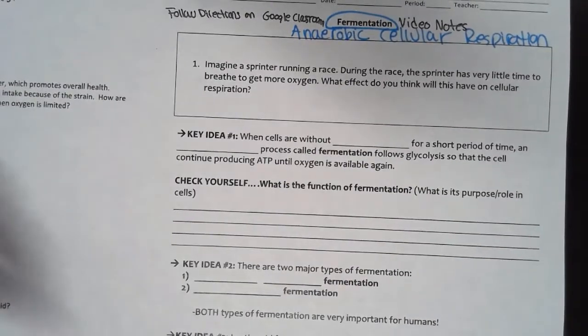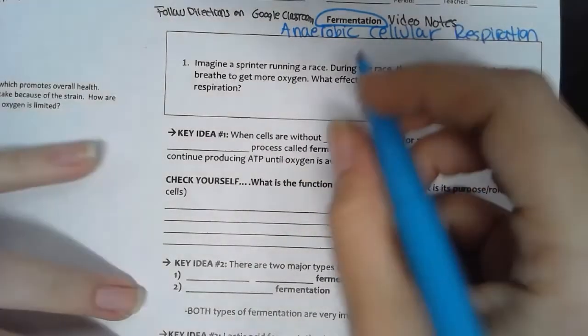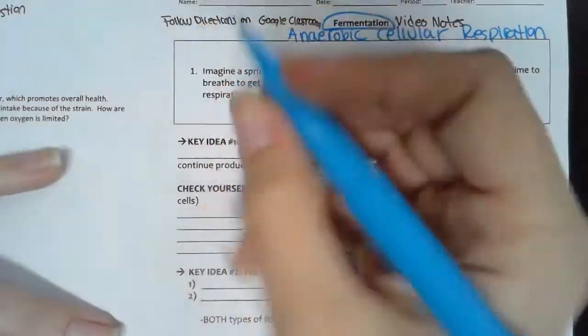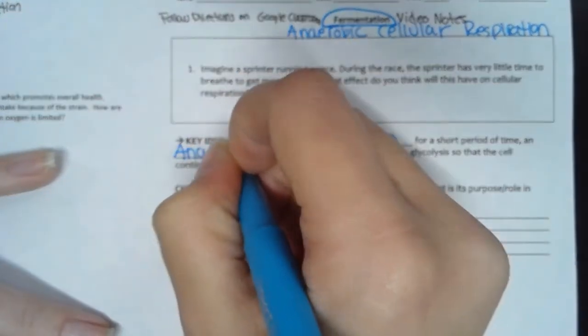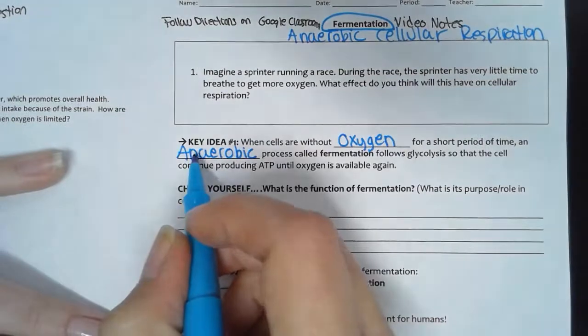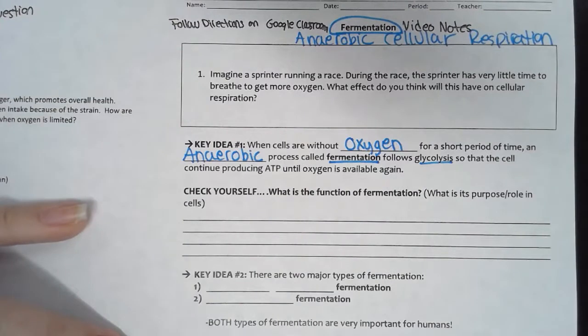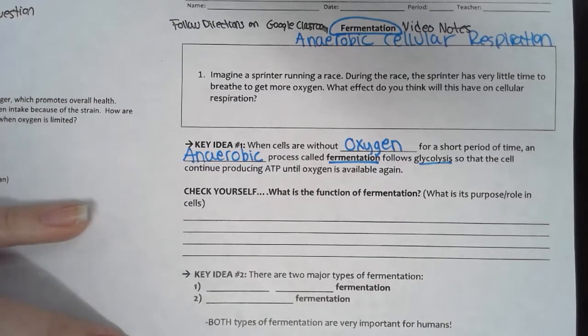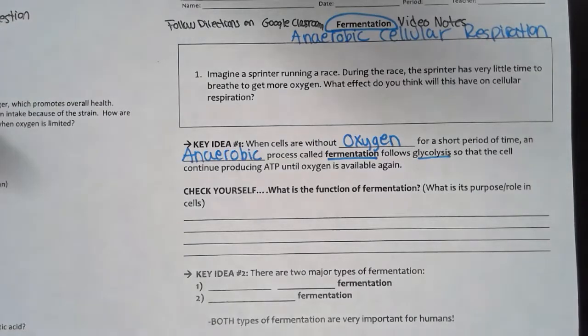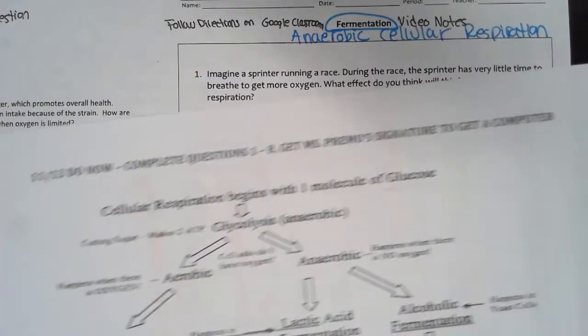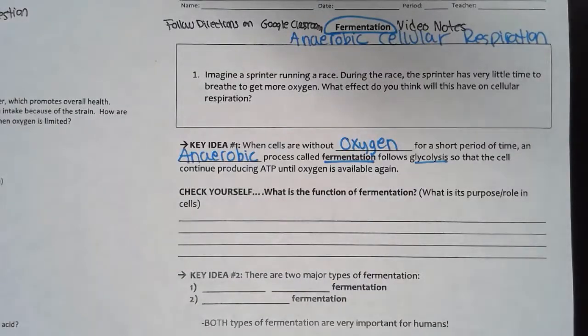So our first idea that we're going to go over is that when cells are without oxygen for a short period of time, anaerobic, so ana, like nah, I don't need oxygen, a process called fermentation follows glycolysis so that the cell can continue producing ATP until oxygen is available again. All right. Based on this definition and based on what you figured out here in the do now, I want you to come up with what is the function of fermentation? Why do we have it? So pause the video, tell me what you think.